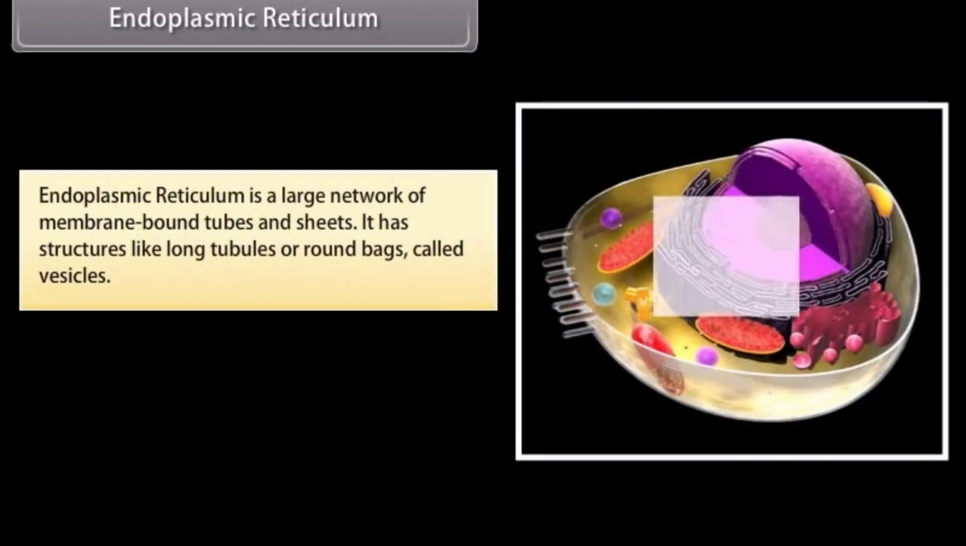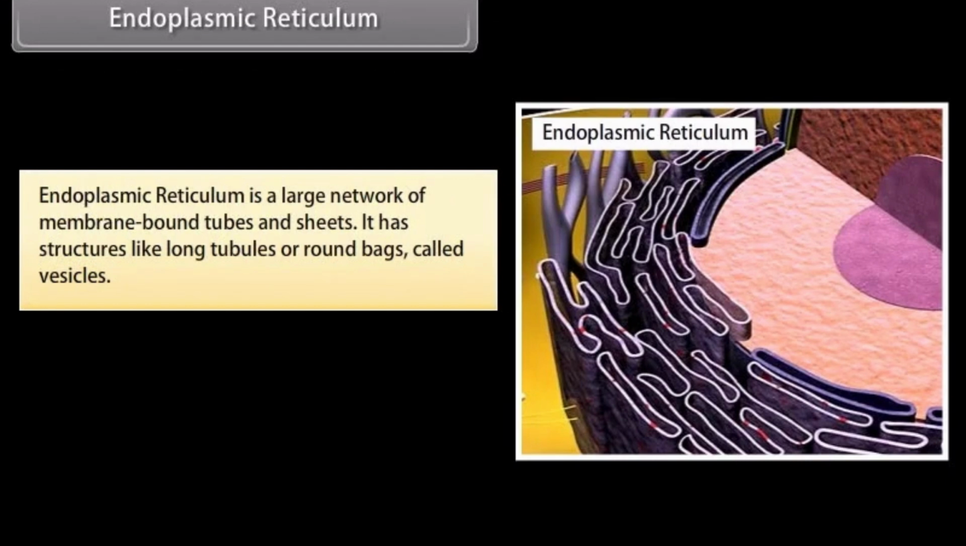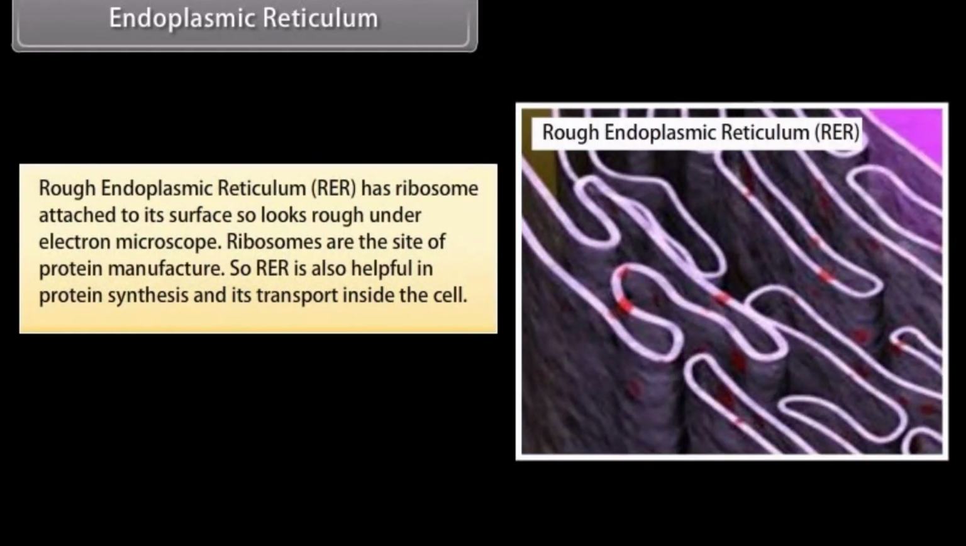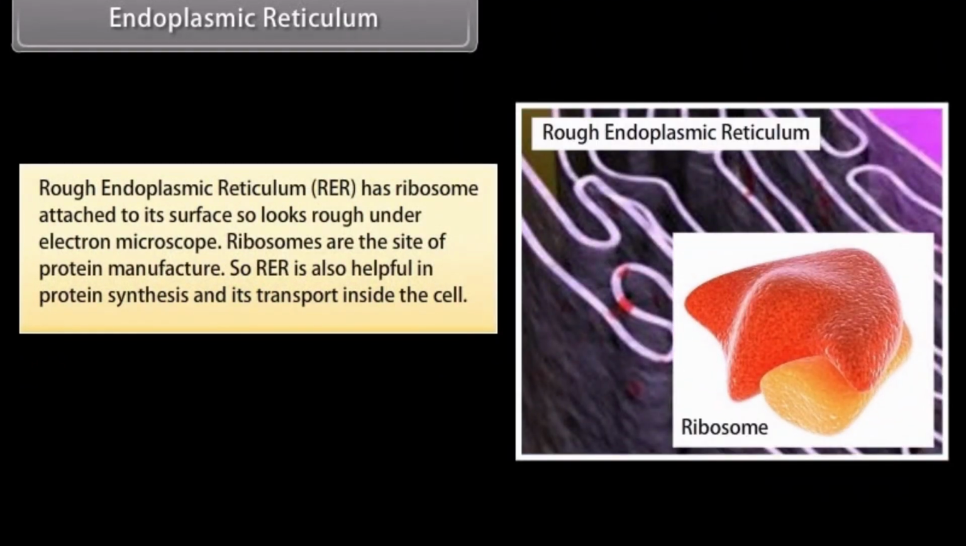Endoplasmic reticulum. Endoplasmic reticulum is a large network of membrane-bound tubes and sheets. It has structures like long tubules or round bags called vesicles. On the basis of presence of ribosomes, they are of two types: rough endoplasmic reticulum, RER, and smooth endoplasmic reticulum, SER. Rough endoplasmic reticulum has ribosomes attached to its surface, so it looks rough under an electron microscope.